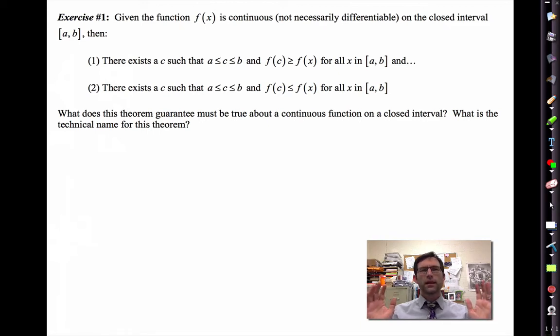So I'd like you to pause the video, read through the theorem, and then try to figure out the answer to that question. If you don't know the answer to the second question, in other words, what is the technical name for the theorem, don't worry about it. Anyway, pause the video now. Okay, let's take a look.